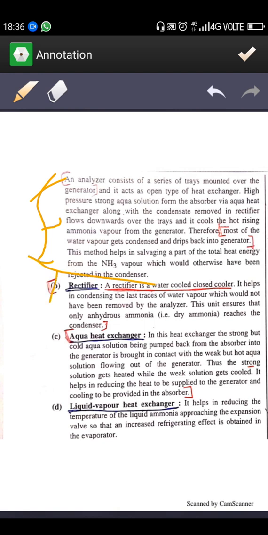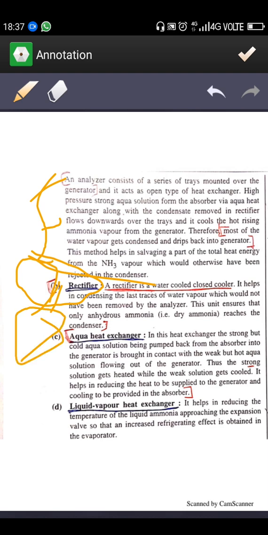Then here is another component, which is the rectifier. A rectifier is a water cooled closed cooler. It helps in condensing the last traces of water. If any water particles are not eliminated by the analyzer, then the rectifier is used as a cross check or double check. This unit ensures only anhydrous ammonia, i.e. dry ammonia, reaches the condenser.